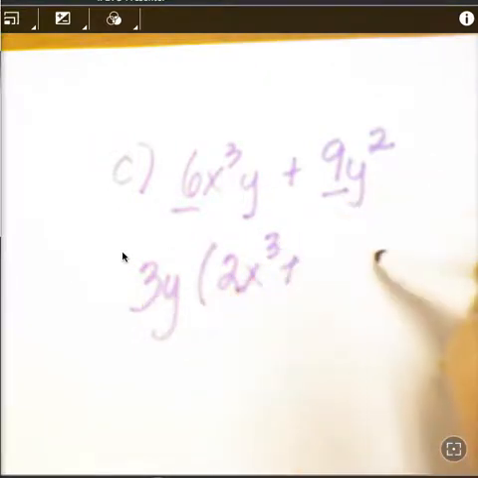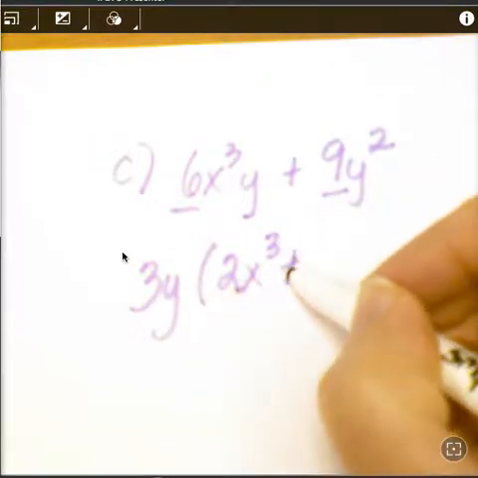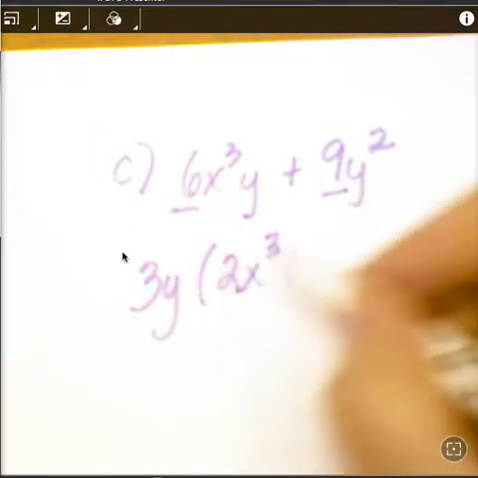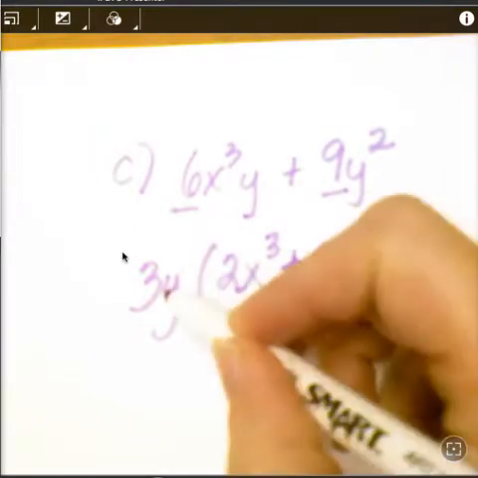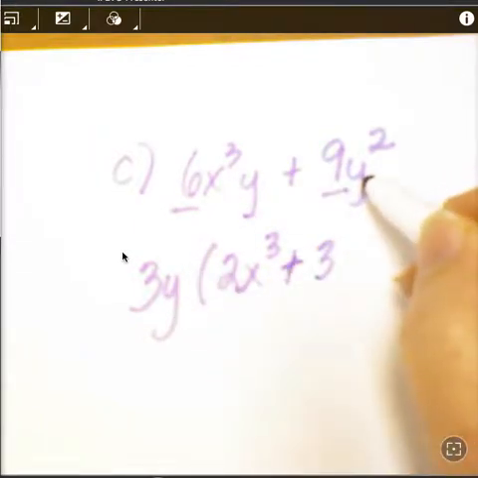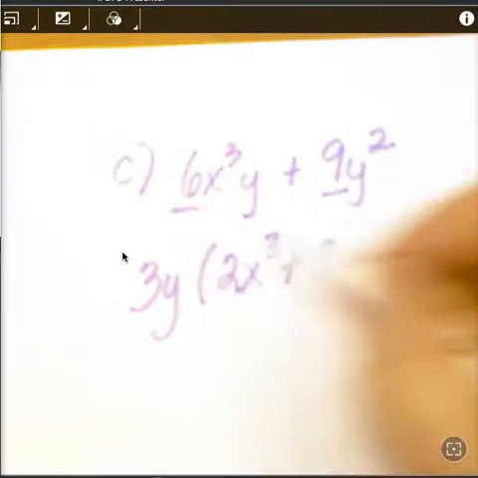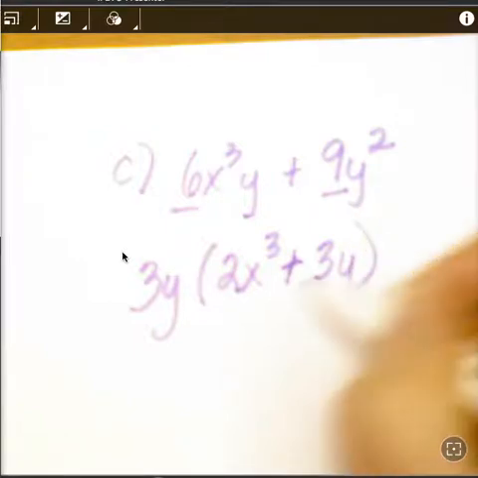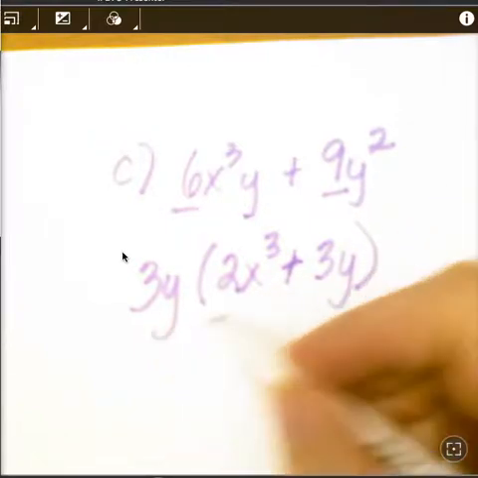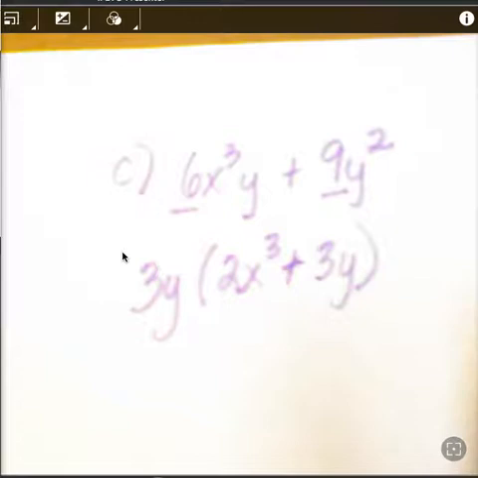9 divided by 3 is 3. And I took out one y. So there were 2 here, so I took out 1. So 2 minus this 1 is 1. These aren't like terms, so I can't do anything else, and that's my answer. You can pause the video at any time. All right, let's look at the next number.